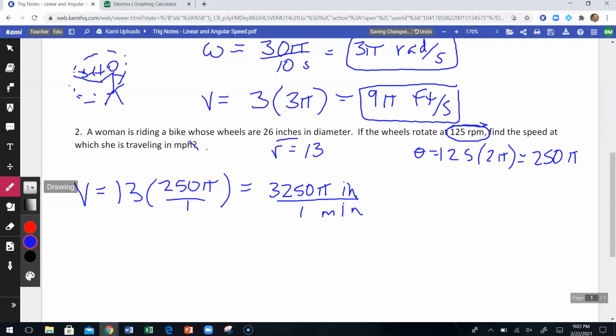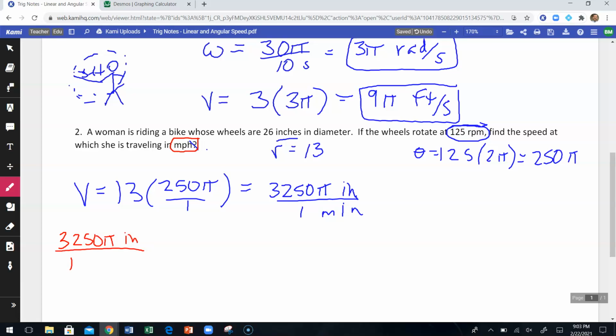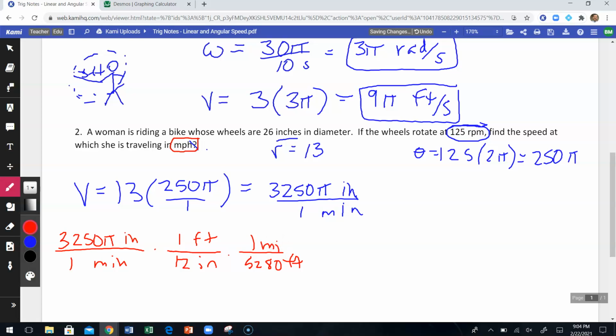Which means we need to convert this to miles per hour from inches per minute. So I'm going to write this down. We've got 3,250 pi inches per 1 minute. And I need to convert both of these units. I'm going to work on the distance part first. In 1 foot, there are 12 inches. I want to get to miles, so there are 5,280 feet in 1 mile. So we're going to be at miles there. You can see that at that point in time, the inches would cancel, the feet would cancel, and we would be left with miles. However, we would be left with miles per minute.